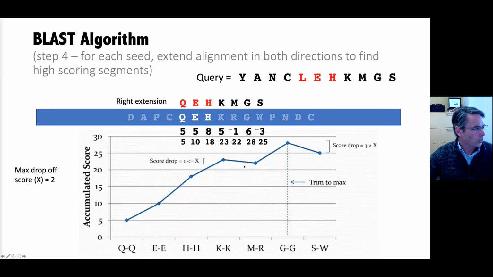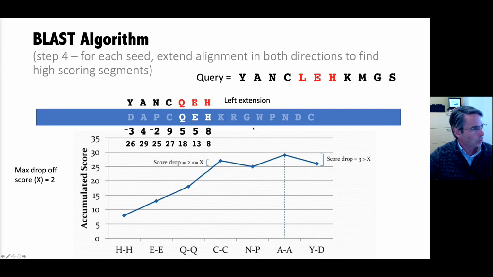And so if you look at this graphically, we're going to have a threshold for allowing the score to drop off by 2 or less. So what that looks like here is we went all the way to this SW mismatch. That last one had a score drop of 3, which is greater than our threshold. So we're not going to count that in our best hit, the maximal segment pair, as we'll call it in a second. So we cut that one off, and really the match ends at the GG going to the right.